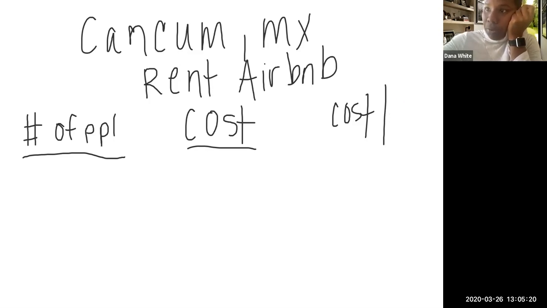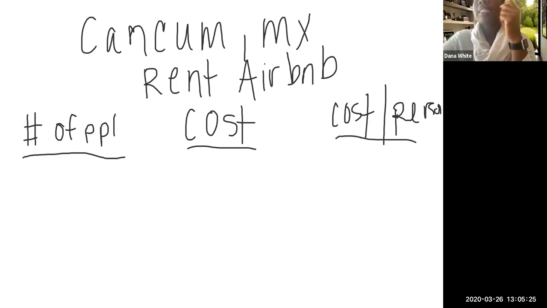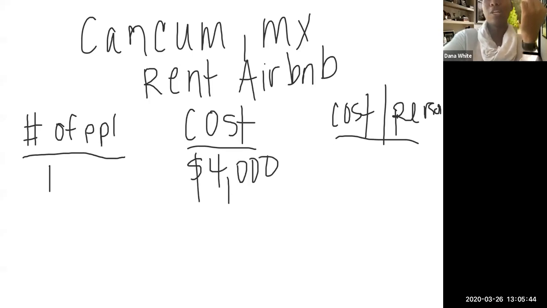All right, so the cost per person, okay. Let's say I just want to go alone, I'm practicing social distancing, or I want to just have a Zen moment and it's just me going, right? So the cost of renting an Airbnb in Cancun, Mexico is, say, $4,000 for an all-inclusive, over-the-top, secluded type of experience, right? So then what is my cost per person? Well, I am the only one going. So therefore, I have to foot the bill, which is $4,000.